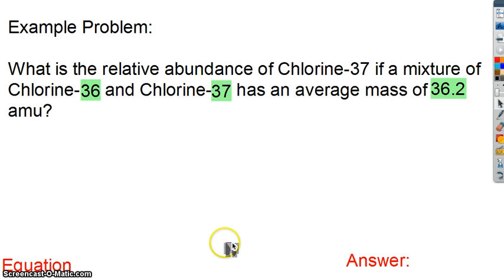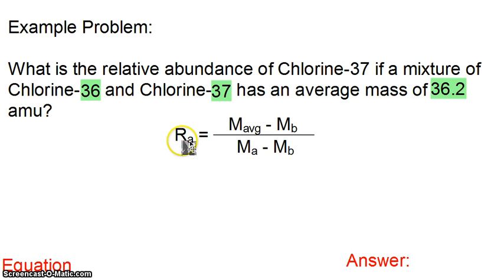The other type of calculation that you need to learn how to do is calculate the relative abundance of an isotope based on an average mass. We can see here that the problem is asking what the relative abundance of chlorine-37 is. The equation, remember, says that the relative abundance of A is equal to this ratio of masses. Because chlorine-37 is the one that the problem is asking for, I need to set chlorine-37 as being A.